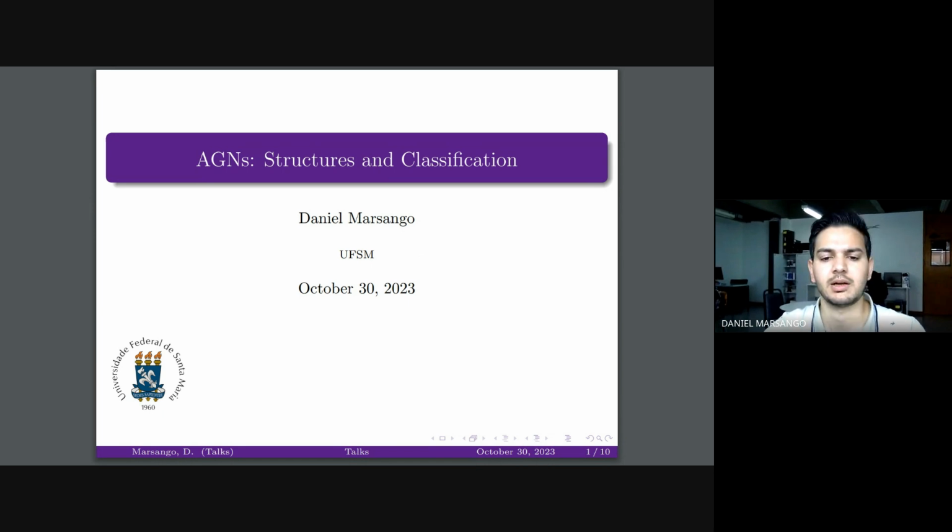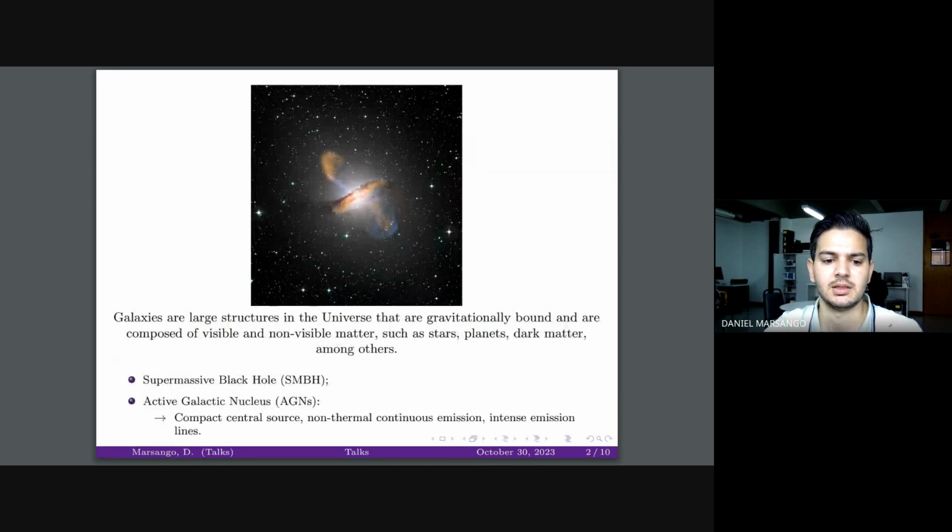Today, I am going to talk about AGN structure and classification. Galaxies are the big structures of the universe, composed of visible and non-visible matter, for example, stars, planets, gas, dust, dark matter, and others. In some galaxies, it's possible to identify the presence of a supermassive black hole. In this case, the central region of the galaxy is called the active galactic nucleus, or AGN.